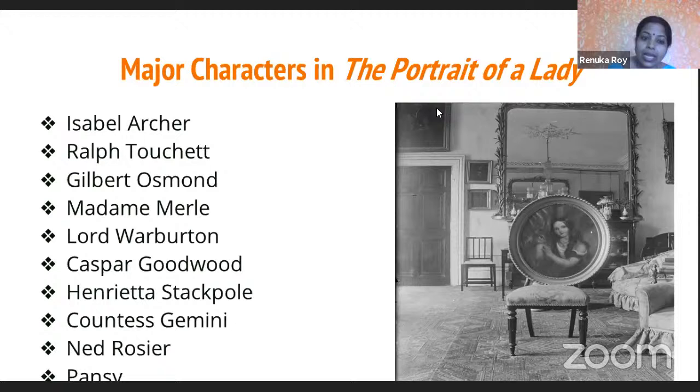Countess Gemini is Gilbert Osmond's sister. Ned Rosier is a young, enthusiastic lover of Gilbert Osmond's daughter Pansy. And Pansy is Gilbert's daughter, who is very attached to Isabel Archer. So these are some of the characters in the story. Now let us move ahead and see the summary of this novel in a nutshell.